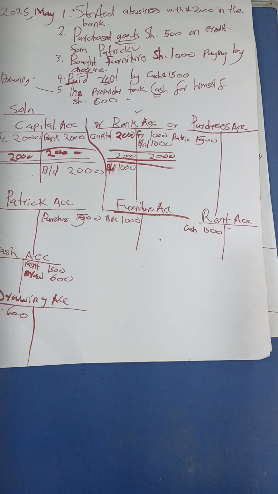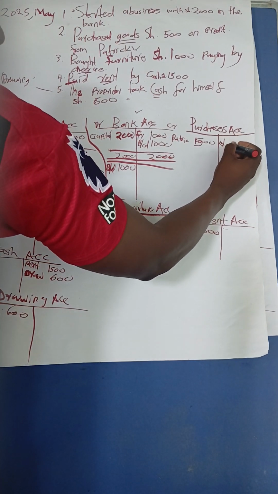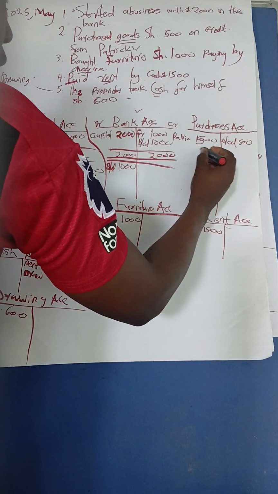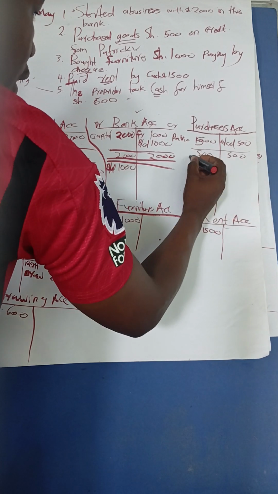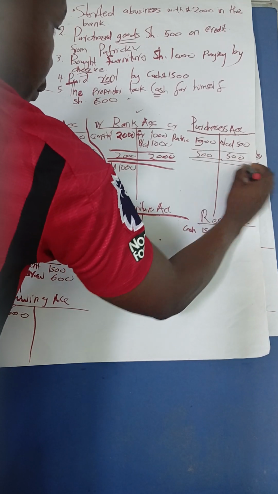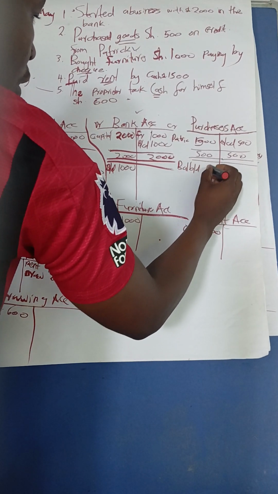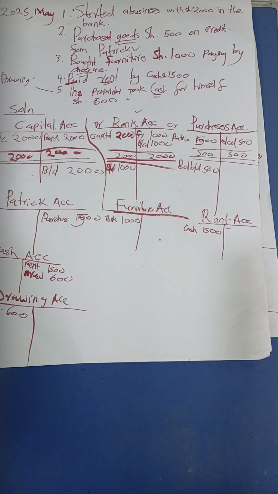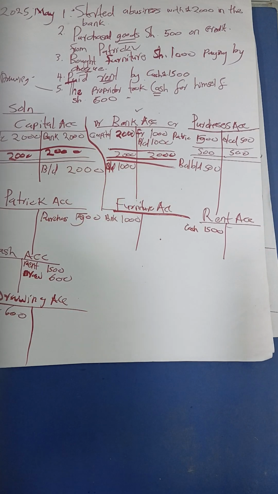Purchases, the same. Purchases 500. You will have to put here balance carried down of 500. So that in case you do your totalings, you can have here 500, here 500. So that you can come and have balance brought down of 500. Good. Just simple. So the other accounts you can just balance for yourself and you are good to go.